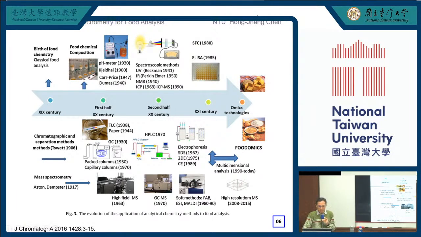Then the first electronic portable pH meter was used to detect the maturation of lemon. If the lemon is matured, the acidity will increase, so we can use the pH meter to detect that. And in 1914, electronic spectroscopy was used for more detailed analysis, such as UV, IR, and NMR. So the evolution of chromatography methods is needed to support these spectroscopy methods.